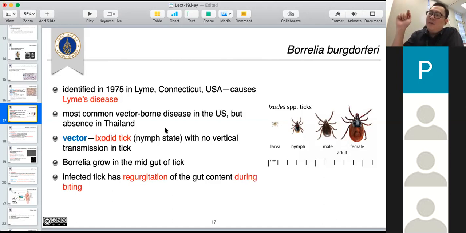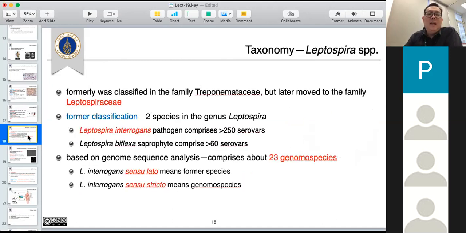And once the tick bites a human, they probably get regurgitation. So the content of the gut may be regurgitated out of the tick and then contaminate when the tick bites a human. So the main symptom of Lyme disease is a big rash that expands in size every day. That's what you need to know about Borrelia.